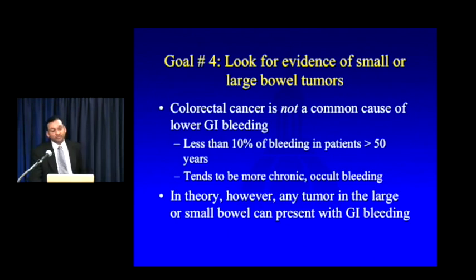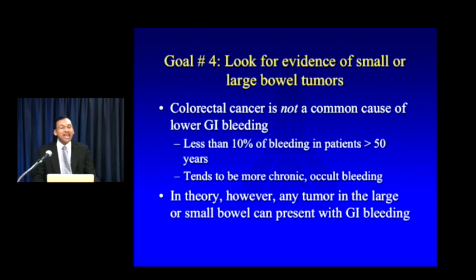So what's the final step? The final step is to look for a tumor. Now, I think people overrate this, right? People assume that cancer is a major cause of acute lower GI bleeding, and the truth is that it's not. It accounts for less than 10% of bleeds in patients over the age of 50, and when it does occur, almost never presents with acute bleeding. It's typically chronic occult bleeding.